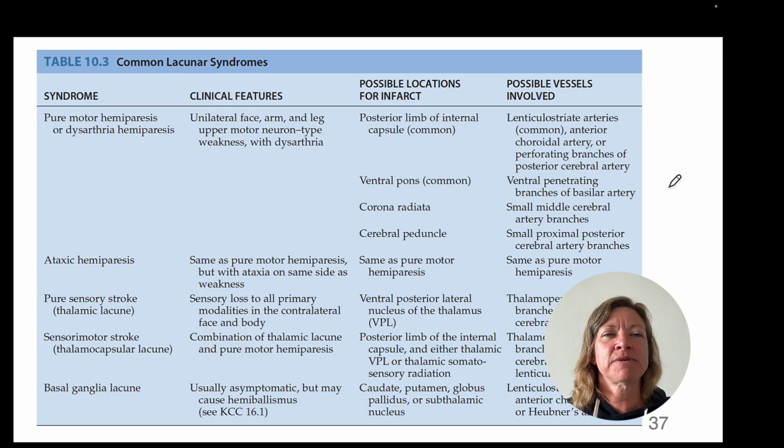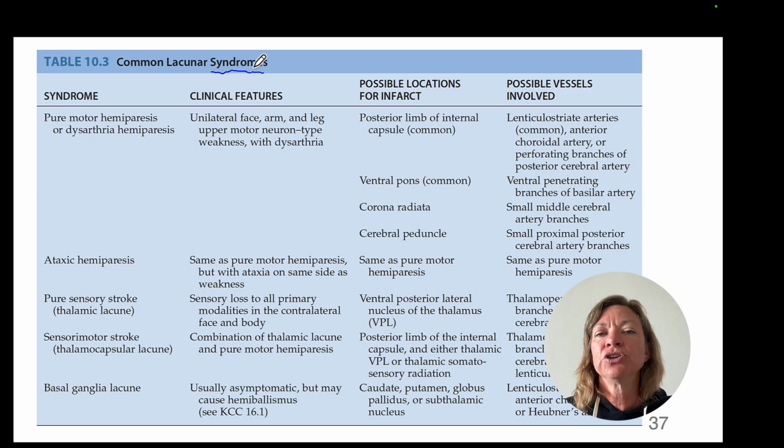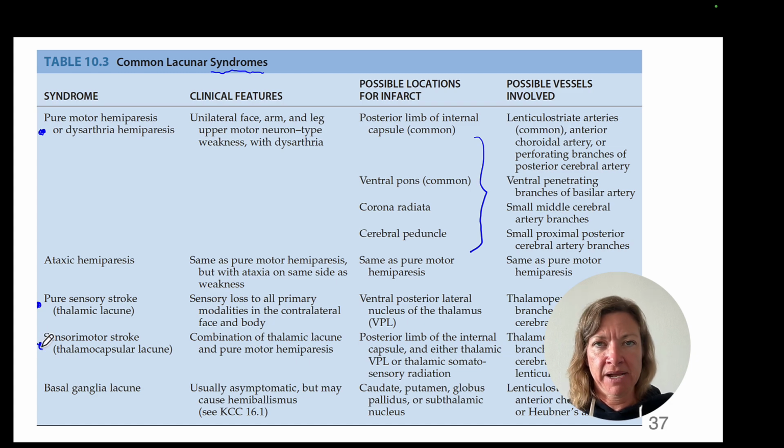Now, this table summarizes some of the common lacunar syndromes. And here, syndrome just means the typical clinical presentation of a stroke. You can see what's really interesting is this syndrome, pure motor hemiparesis or hemiparesis with dysarthria, can result from a stroke in multiple locations. And so that's an important feature of this slide. You can also differentiate between a pure motor stroke and a pure sensory stroke and compare that to the locations where a sensory motor stroke might result.